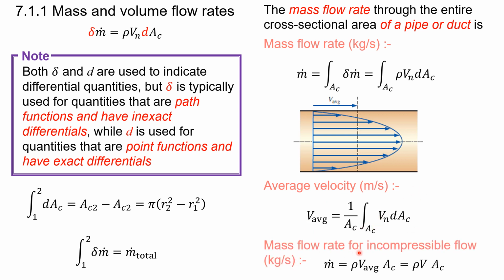Okay, mass flow rate for incompressible flow. This is the formula that we have seen here. m dot, the mass flow rate, equals rho V average, velocity average, and cross sectional area. Or we can write it like this.